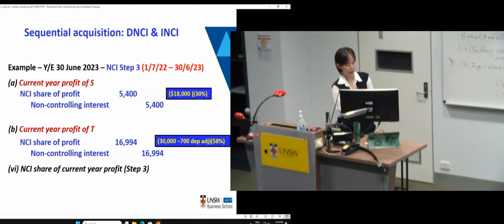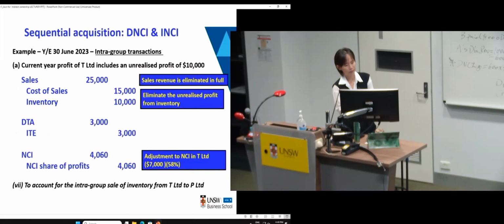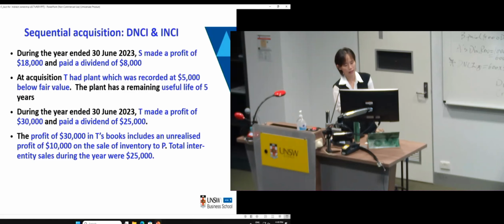Then move on to look at T. Now T Limited also reported profit, and that is 30,000, and paid 25,000 dividend. So once again, the dividend part we look at together with the intergroup transaction, which we will do later.